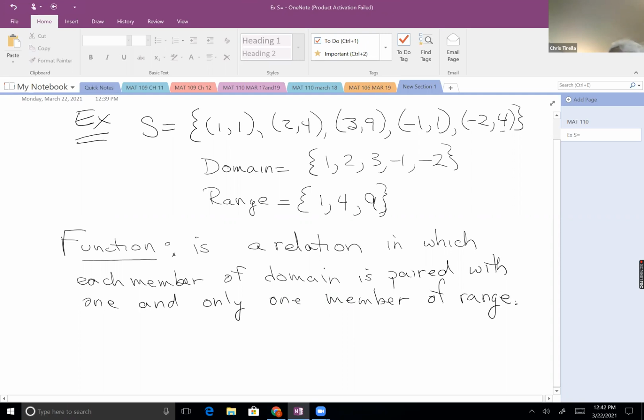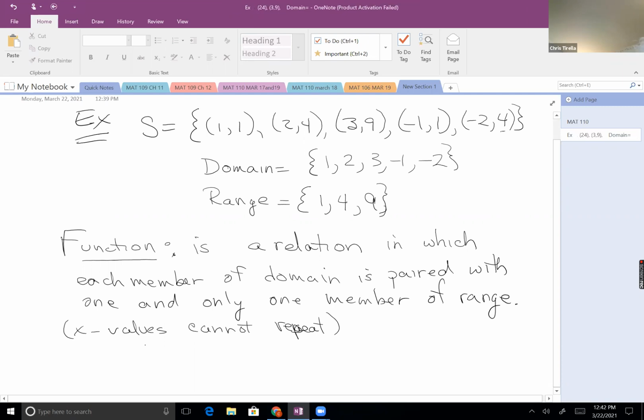And so each member of the domain, that is, each X value, is paired with one and only one member of the range. That's saying that each X value has only one Y value. It's the idea that the X values cannot repeat. They cannot be used more than once.